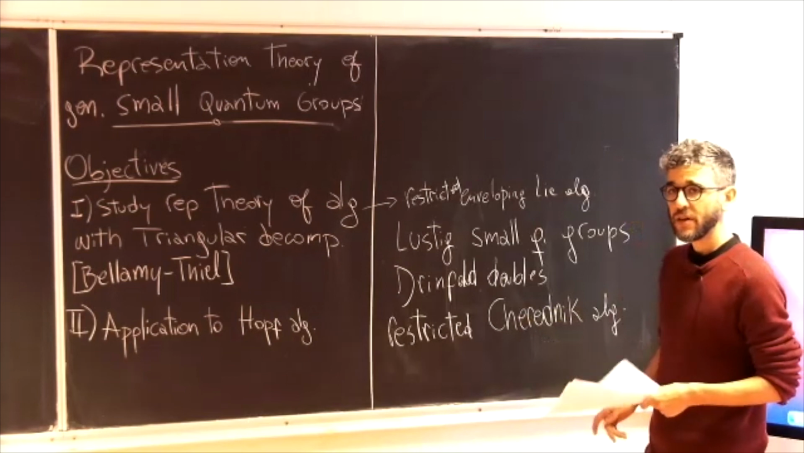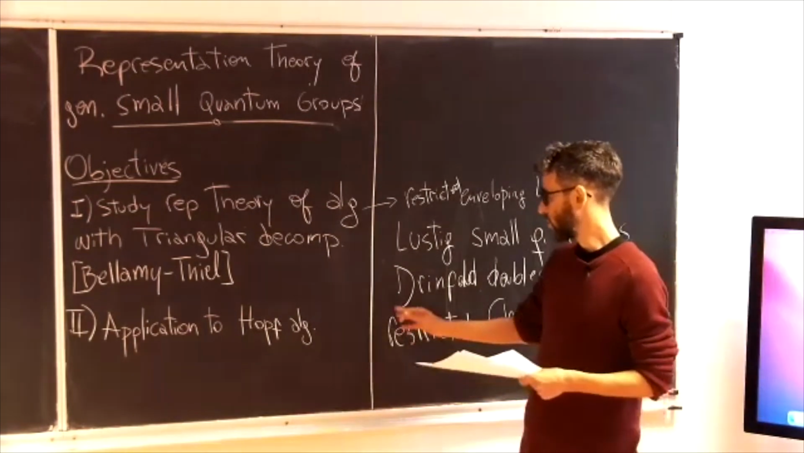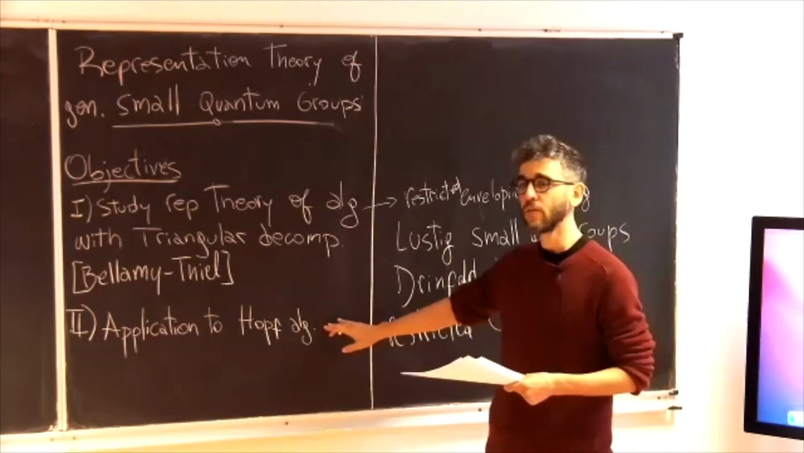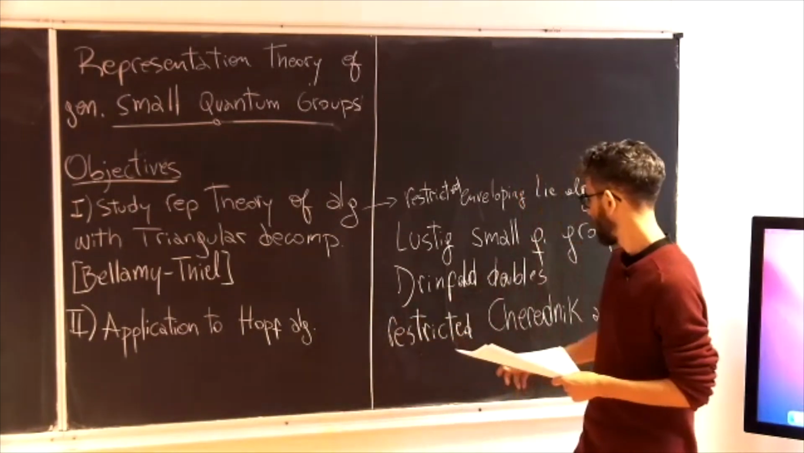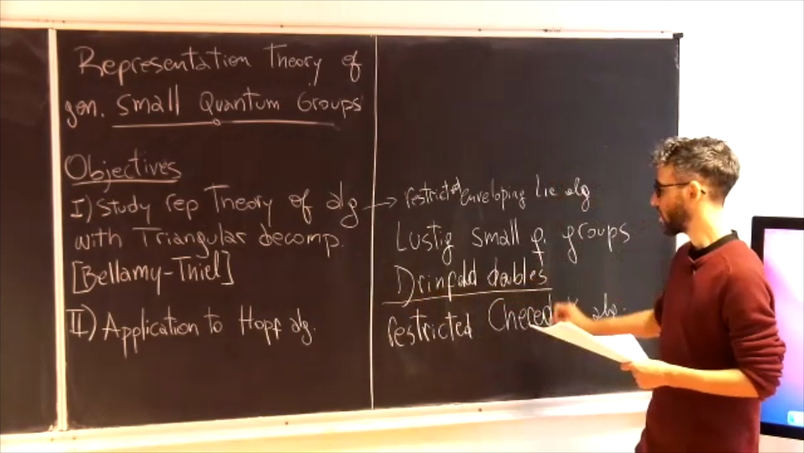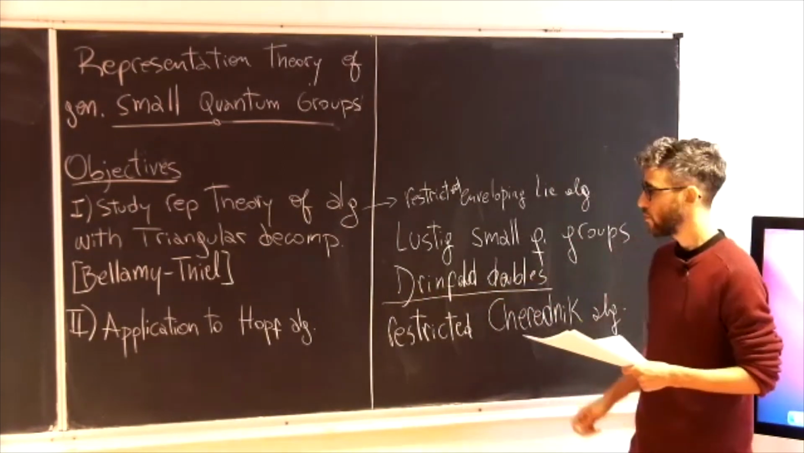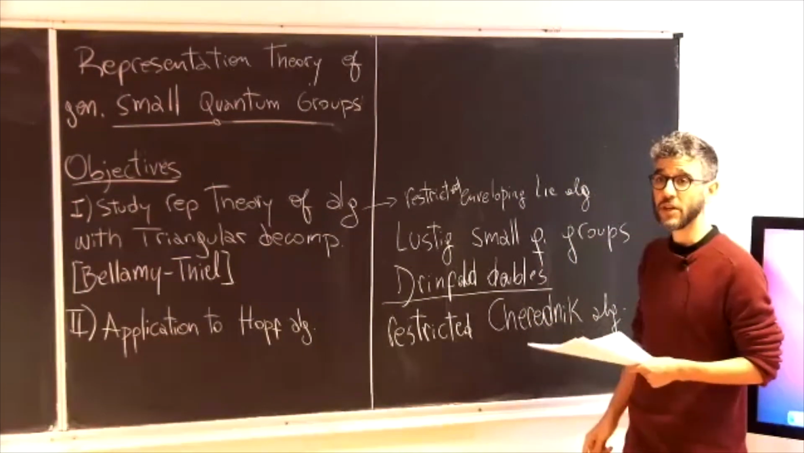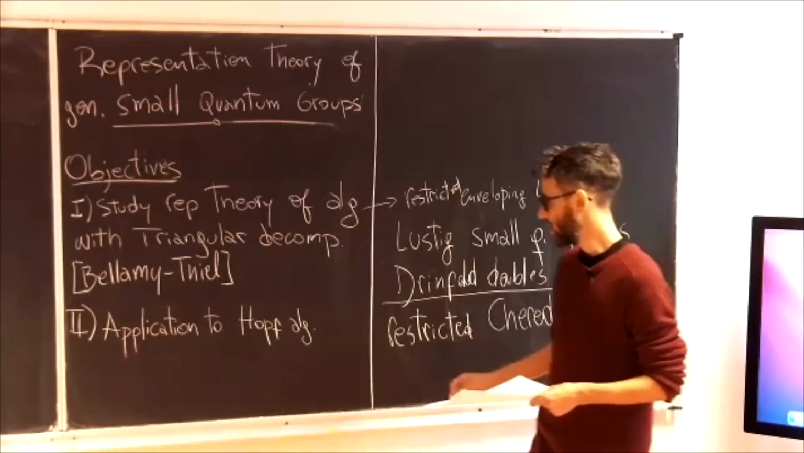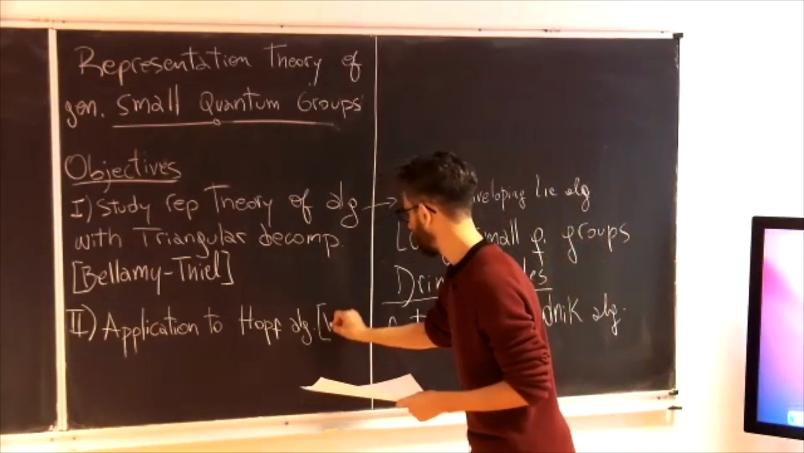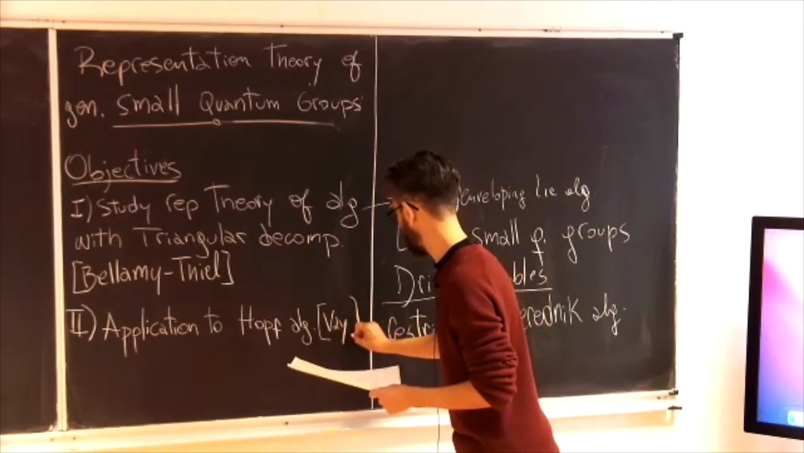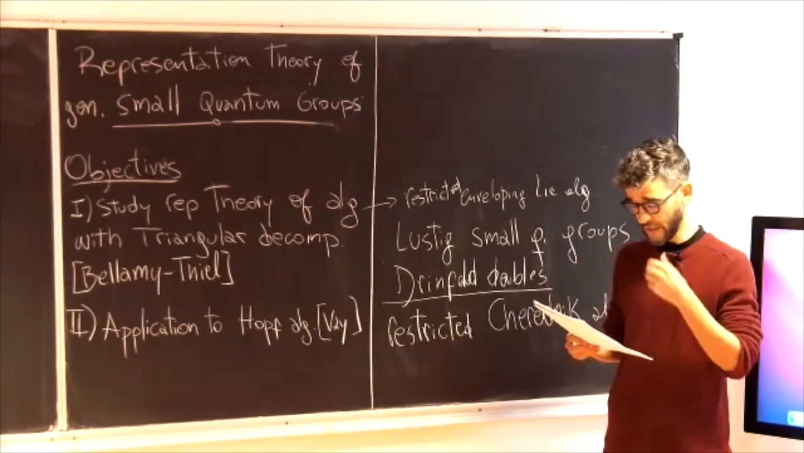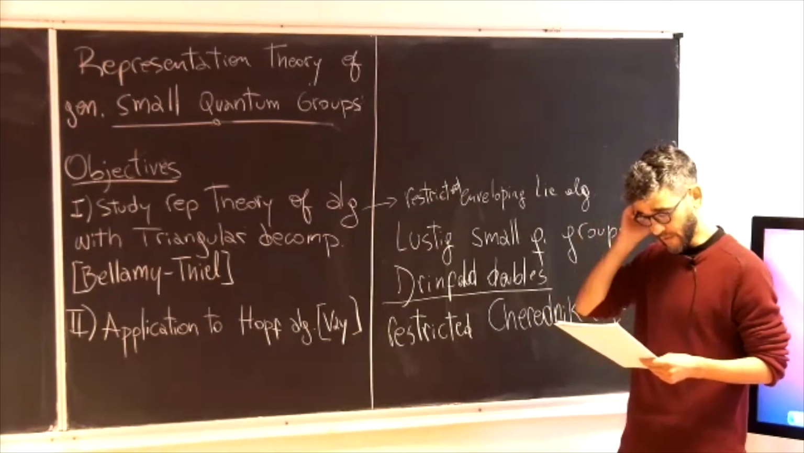And in the second part of the course, I want to see how to apply these results in the context of Hopf algebras, mainly Hopf algebras with Drinfeld doubles, which are the algebras that I call generalized small quantum groups. And for this, I will follow a paper of mine, which is also in the references of the course in the resume. Okay.